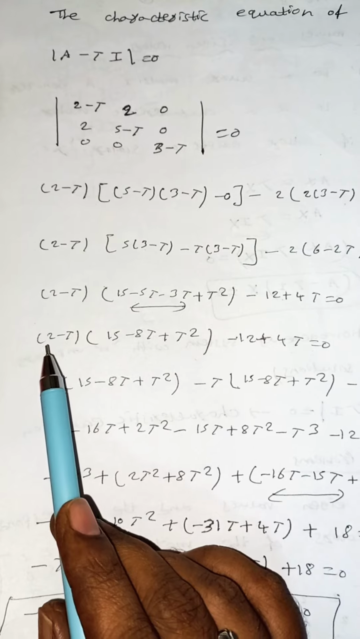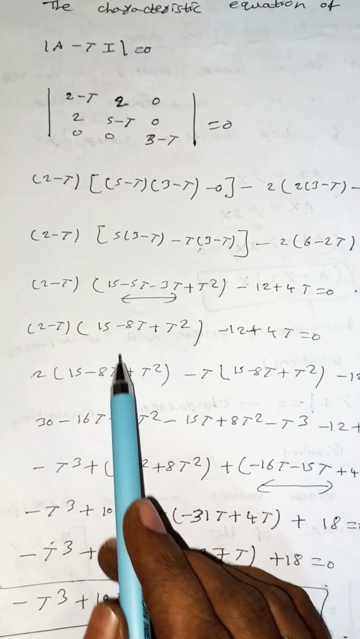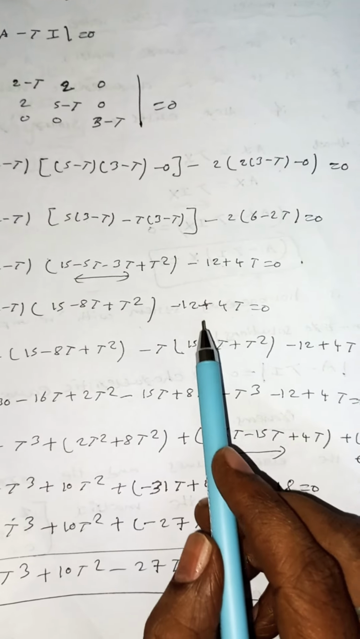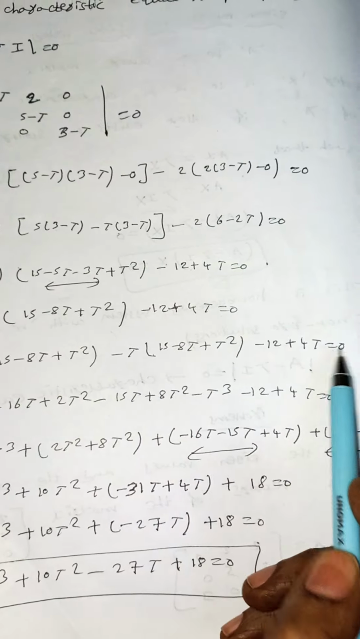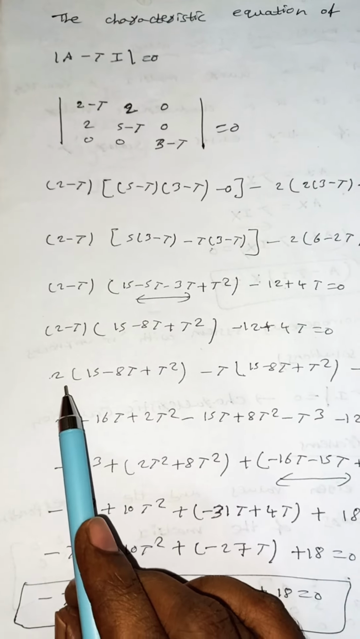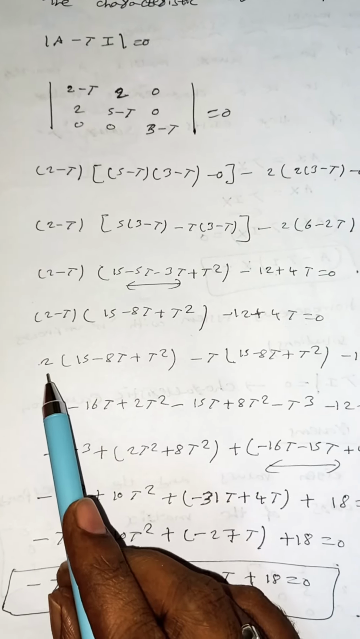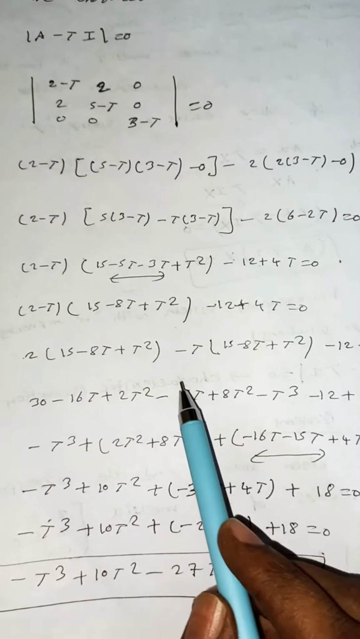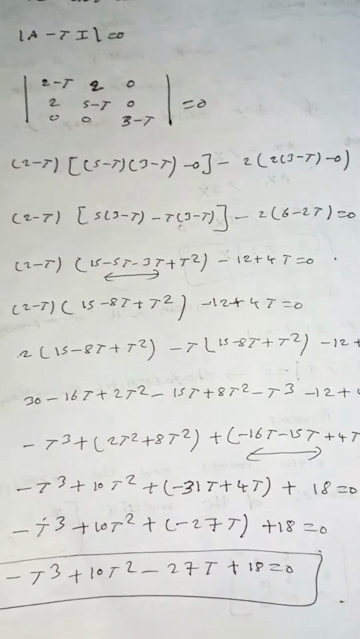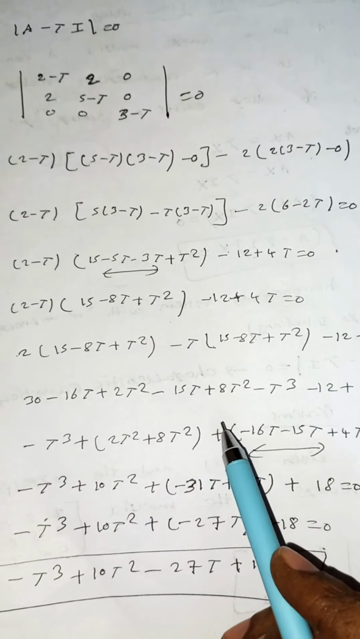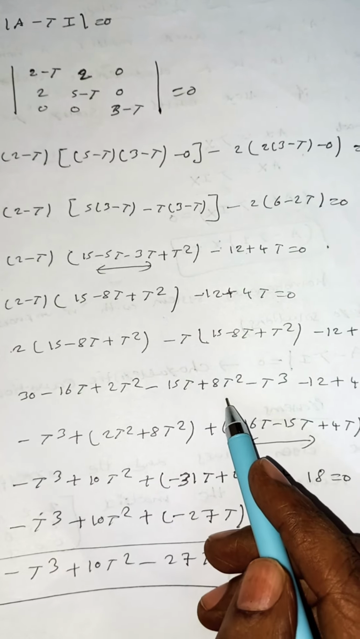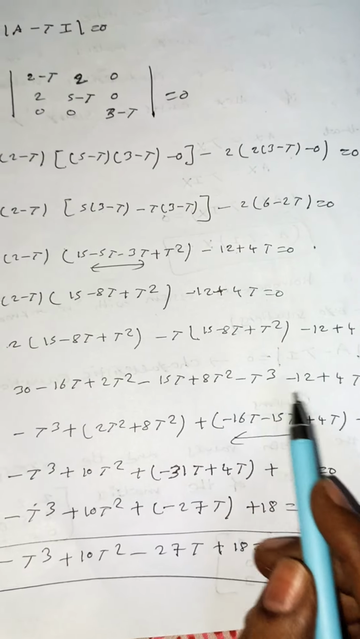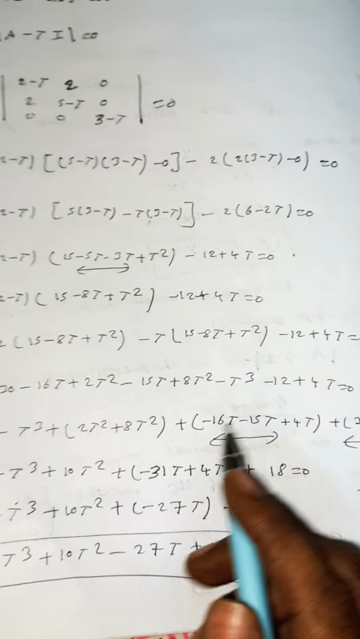Now multiply the first term with this whole term, and again minus lambda, the second term, with this whole term, and write this as it is, minus 12 plus 4 lambda. Multiply 2 inside: 2 into 15 is 30, 2 into minus 8 lambda is minus 16 lambda, 2 into lambda square is 2 lambda square. Minus lambda into 15 is minus 15 lambda, minus into minus is plus, lambda into 8 lambda is 8 lambda square. Minus into plus is minus, lambda into lambda square is lambda power 3. Write these two terms as it is.